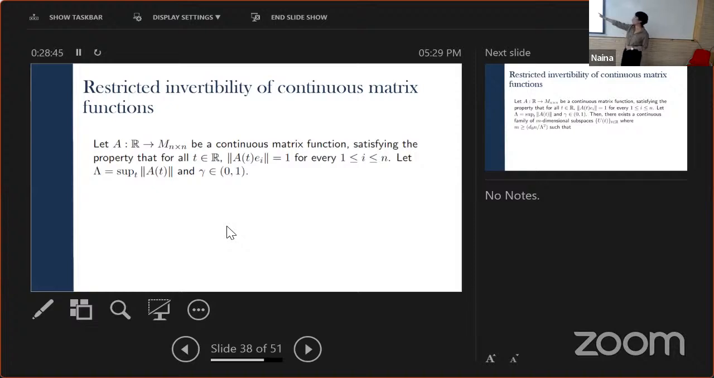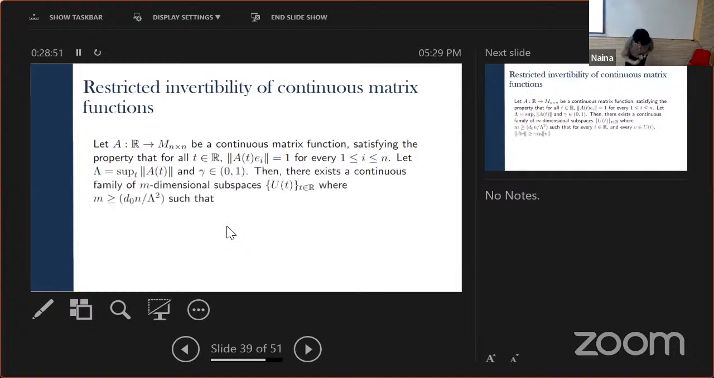Then if you define lambda to be the supremum over the operator norm, and we define gamma as (0, 1), we'll come to that bit later, then we can say that we can find an n-dimensional choice of continuous subspace, where n is greater than some constant times n over lambda squared. This is analogous to the Bourgain-Tzafriri theorem, where we had some constant times the stable rank. It is the same thing here, just that instead of the operator norm, we now have the supremum.